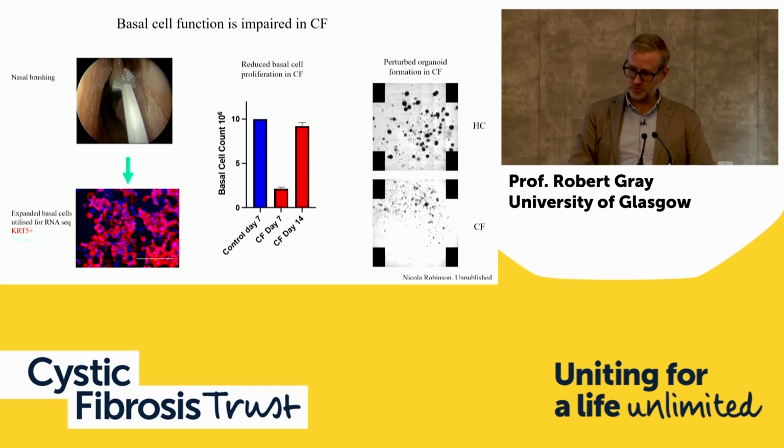And what Nicola showed was that after expanding basal cells in culture, CF basal cells have a reduced rate of proliferation, and also when she used these cells to form organoids, healthy control organoids formed nice-looking organoids that would be associated with the sort of things you would see in a publication, whereas CF formed these very small, irregular-shaped organoids that looked very unhealthy.